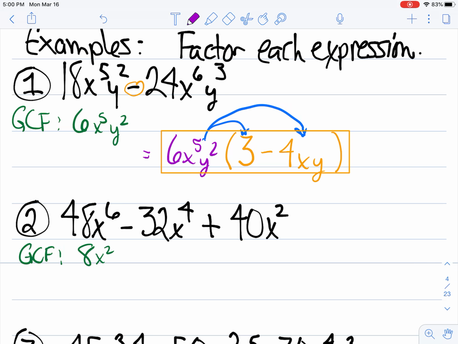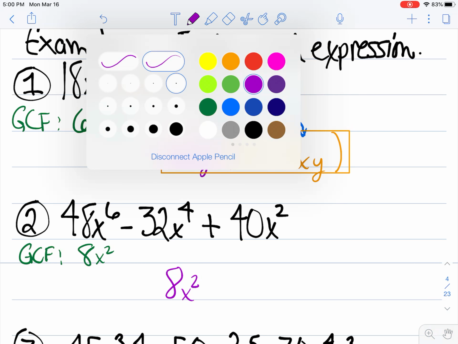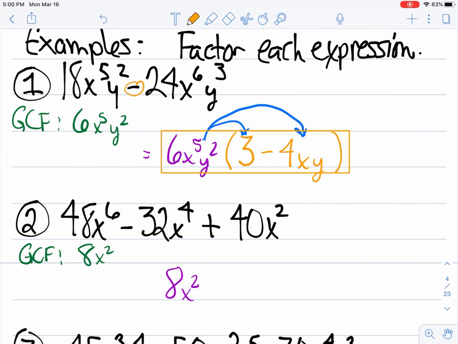All right. So here we go. We're going to have 8x squared, and then divide each one of the terms by 8x squared. I'll pause for a second and let you catch up with me.